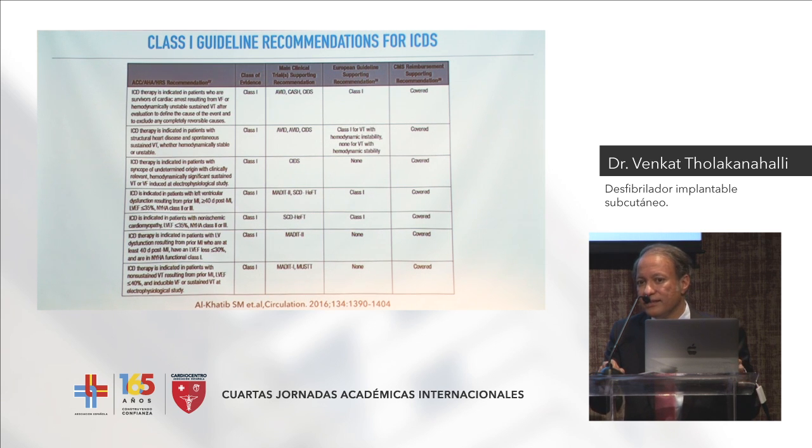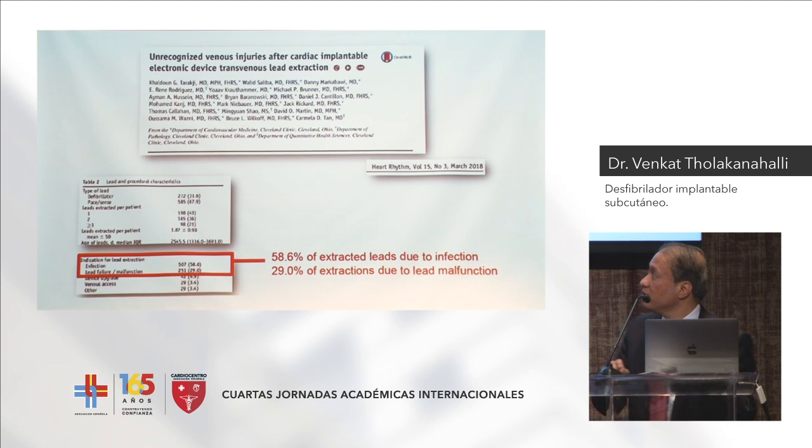That means the denominator for implanting defibrillators in this group of patients is a humongous load to society. What comes with it is the follow-up, and the problems associated with this particular issue. If you look at the extracted leads, 58.6% of the patients were extracted because of infection, and 29% because of malfunction. This is a huge number of patients. So what it's telling us basically is the weakest link once again is the transvenous leads.